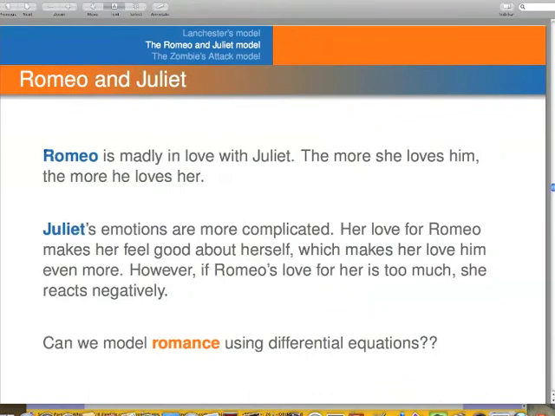So we see that Romeo is madly in love with Juliet. The more that she loves him, the more he loves her. But let's make Juliet's emotions a little more complicated. Romeo makes her feel good about herself, and that makes her love him more. But if Romeo's love comes on too strong, then she can react negatively. How do we model that kind of romance using differential equations?